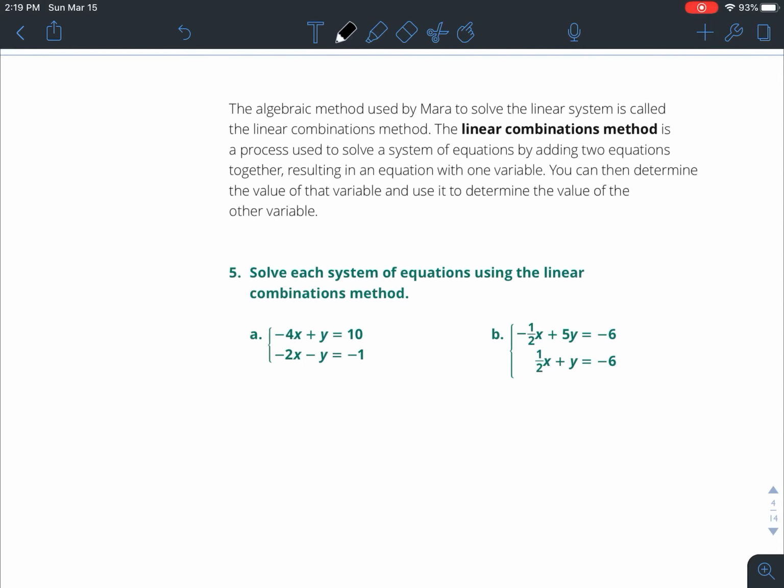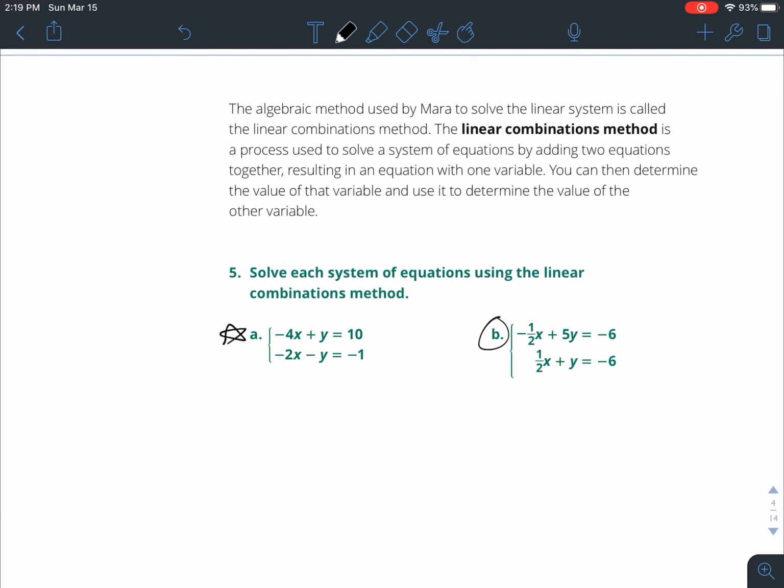So it says the algebraic method used by Mara to solve the linear system is called the linear combination method. The linear combinations method is a process used to solve a system of equations by adding 2 equations together, resulting in an equation with one variable. You can then determine the value of that variable and use it to determine the value of the other variable. So we look at number 5A right now, because I'm going to leave 5A for you guys to do on your own. So this is where you're going to get credit for it. I will do 5B myself right now to make it a little easier for you guys. Okay, so we're going to do 5B together. 5A, you will be responsible to do it, so do not blow this off.